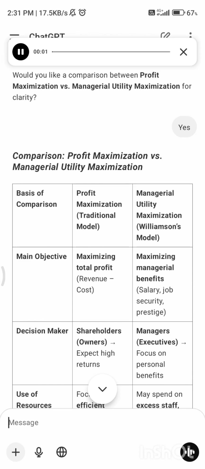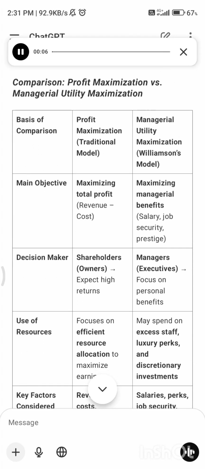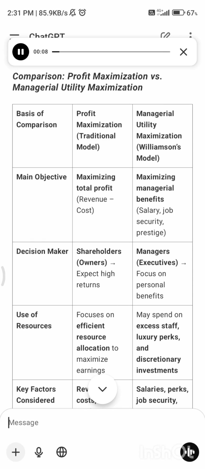Profit maximization versus managerial utility maximization. Basis of comparison: traditional model, managerial utility maximization, Williamson's model. Main objective: maximizing total profit, revenue, cost. Versus maximizing managerial benefits, salary, job security, prestige. Decision maker: shareholders, owners, who expect high returns. Versus managers, who focus on personal benefits.